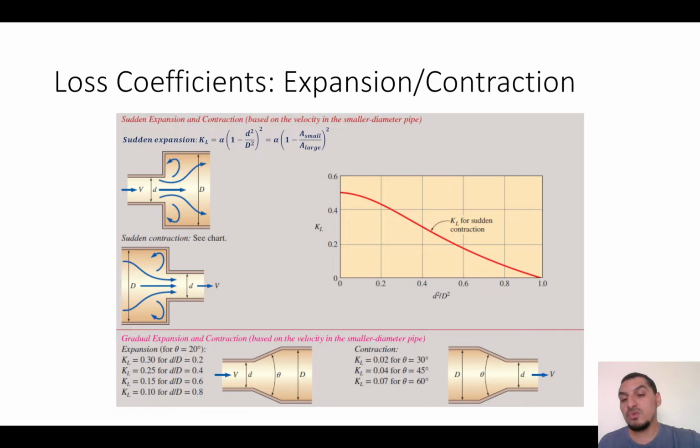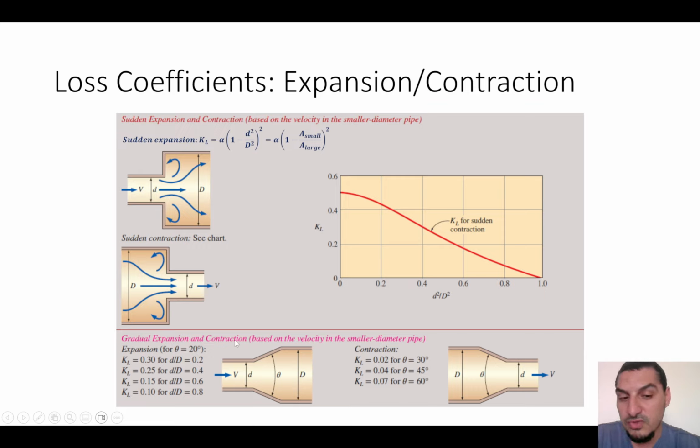The expansion or contraction can happen suddenly, meaning that the diameter will suddenly change, a step change from the small diameter to the large diameter, or the opposite case, from the large diameter to the small diameter, or it can be gradual. So it goes from this small diameter to the large diameter over some distance, which is what we have here. So this is why we have the sudden expansion and contraction, and the gradual expansion and contraction.